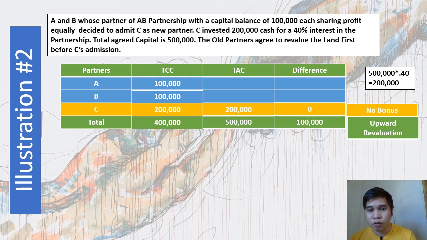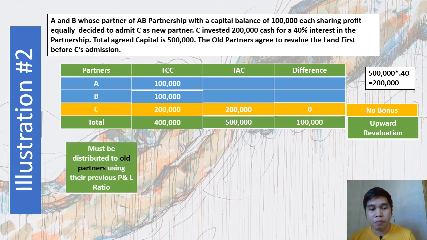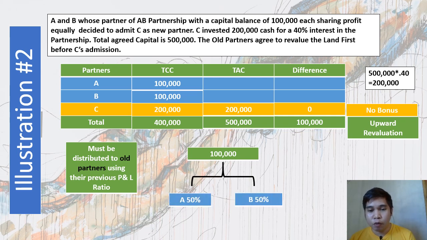Since revaluation to, as I mentioned on my prior video, revaluation should be given to all partners. So basically, it must be distributed to all partners using their previous P&L ratio. So since ang P&L ratio nila is 50%, hati sila, therefore, the 100,000 upward revaluation should be distributed to A and B, which is the old partner. So dahil 50-50 sila, hati sila. So 50,000 kay A, then 50,000 kay B. So basically, since na-distribute na natin yan, pwede na po natin i-record yung revaluation.